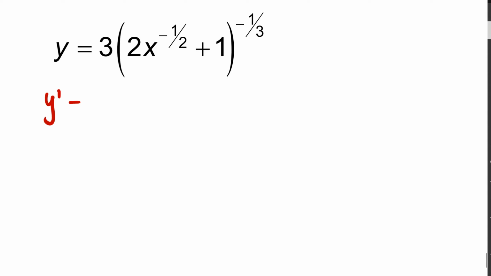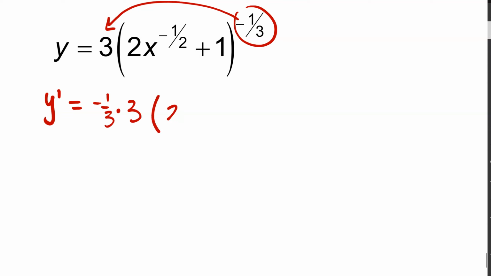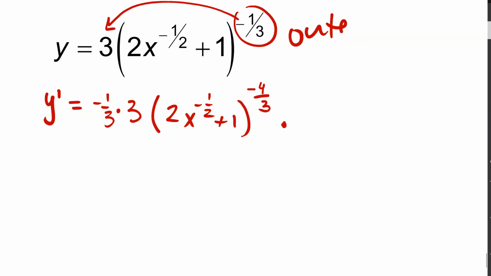So y prime, chain rule. Move this to the front. So I have negative 1/3 times 2x to the negative 1/2 plus 1. And remember, we must now subtract 1. Negative 1/3 minus 1 is negative 4/3. Okay, this was the outer.